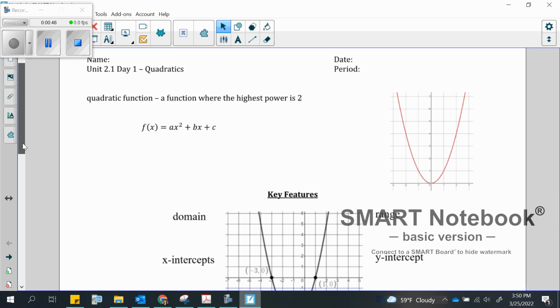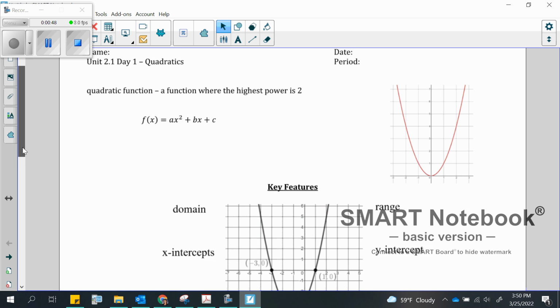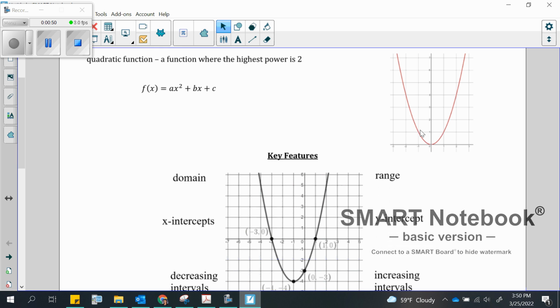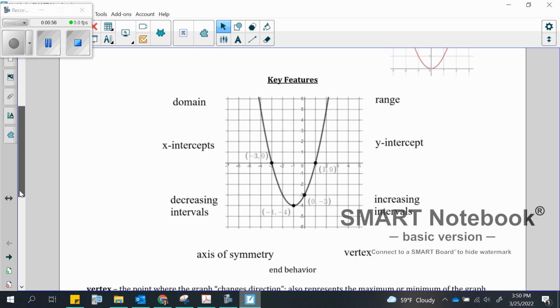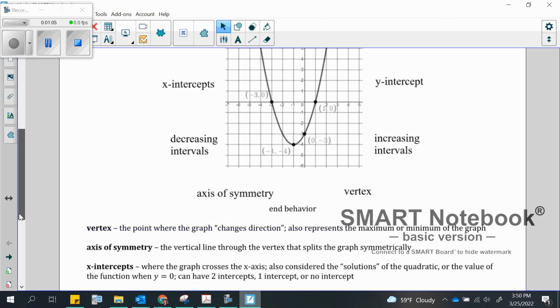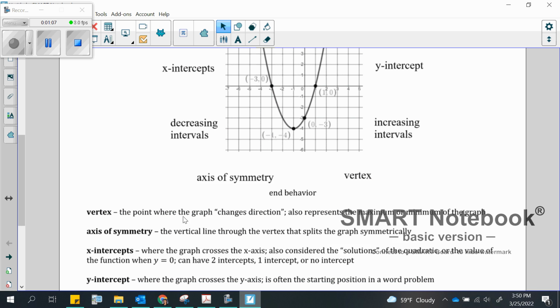So first off, a quadratic function is a function with the highest power of 2. So a U or an upside down U, sometimes a hump, but we've all seen a quadratic. There are many different things we talk about when it comes to a quadratic. None of these terms are new to you. We actually looked at domain and range a lot in the beginning of the year. X-intercepts, y-intercepts, decreasing, increasing. The only ones that might be slightly new to you this year are axis of symmetry, vertex, and end behavior, and we'll talk about all of that today.